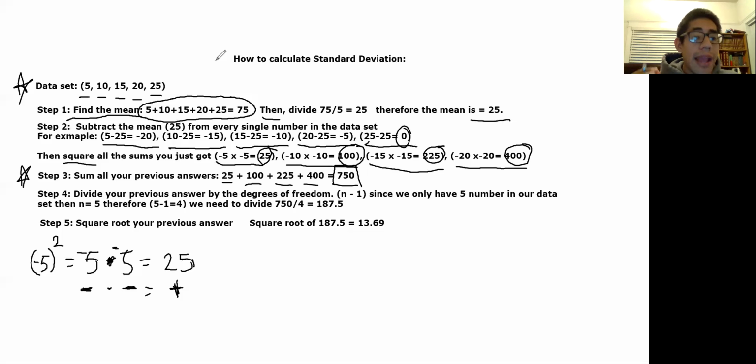Now I'm currently at the end of step 3. My number is 750. What am I going to do with that number? I'm going to go on to step 4. All right, I'm going to divide my previous answer, in this case 750, by the degrees of freedom.